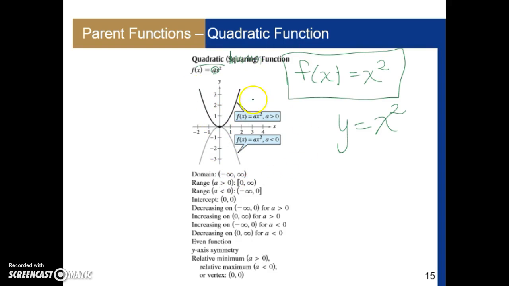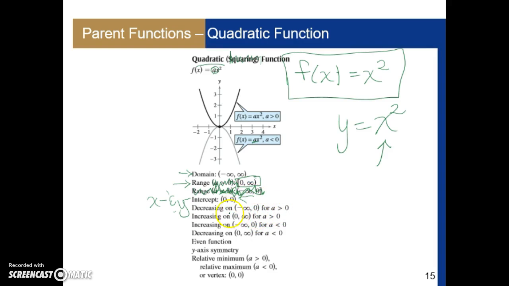So the domain of any quadratic function is all real numbers. We're not going to get into any trouble putting any real number into that function. The range for the parent function is 0 to positive infinity. Now, yes, we could put a negative value in front, and that would reflect it over the x-axis, but for us, it's just this interval, and it does include 0. That's why that's a bracket. The x and y intercepts are the point of origin.